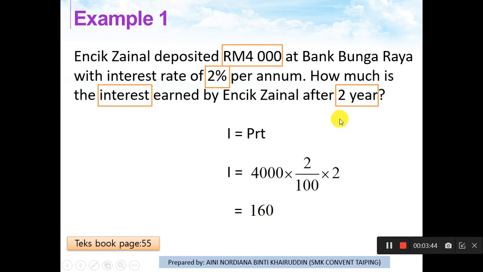So this is the benefit if you save money in the bank. If you keep this 4,000 at home for 2 years, the money will remain 4,000. But if you save this money in the bank, you will get interest. After 2 years, you'll get 160 ringgit. That means now you have 4,160 ringgit.